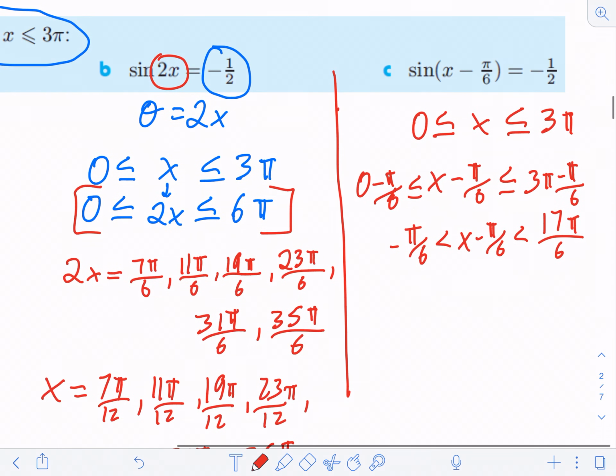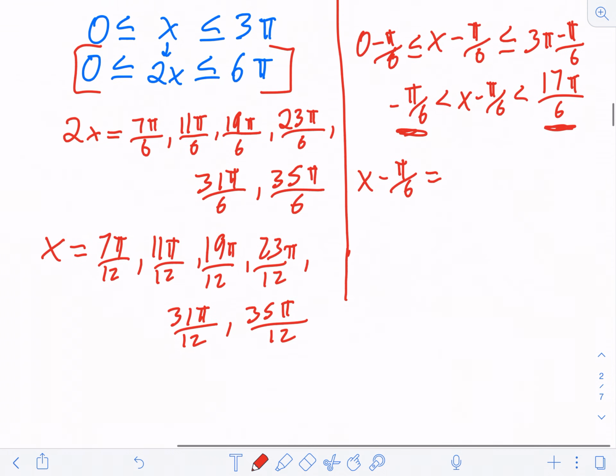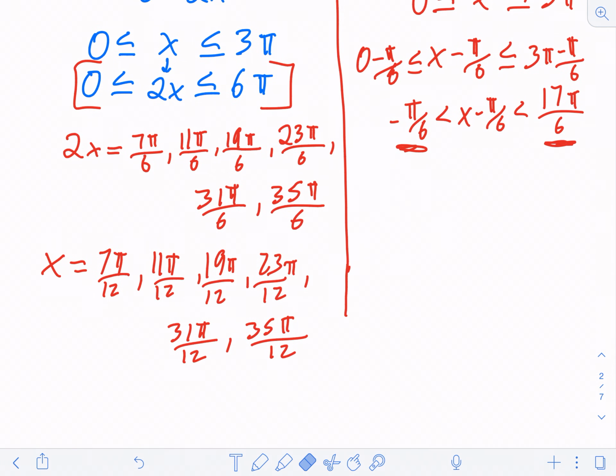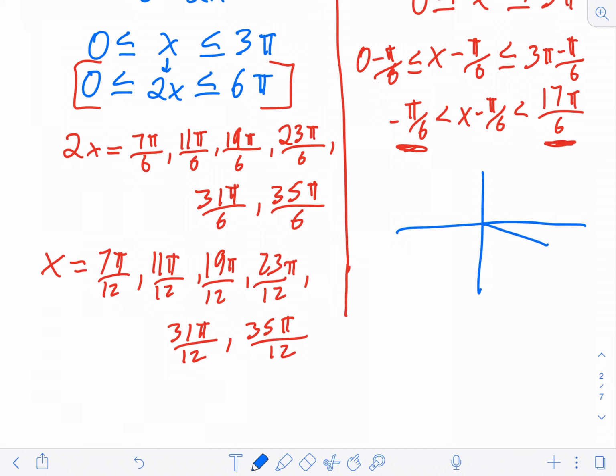So what are my answers going to be as I'm going around the circle? Well, if I start at negative pi over 6 and I go all the way to 17 pi over 6, I'm going to have 3 answers here, right? Let's just draw my unit circle again. If I have my basic unit circle, this is going to be 11 pi over 6, right? Because I know it's the negative 1/2. And this is 7 pi over 6, right? So now I'm going to start at negative pi over 6. So that's actually here, negative pi over 6.